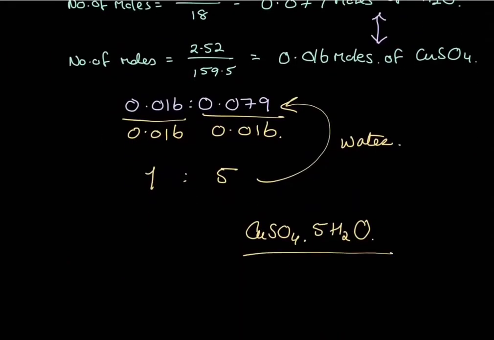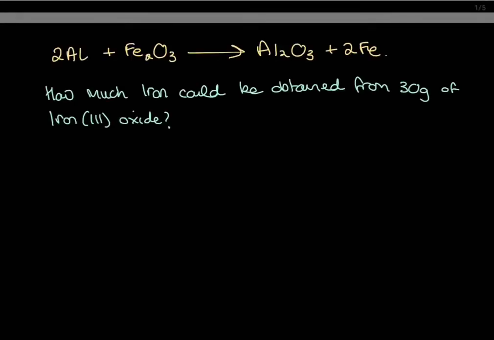And that's it there. Okay, so I'm going to write up another one now and we'll go through this one. Okay, so here we have a chemical equation and our question is how much iron could be obtained from 30 grams of iron trioxide? So the question is how much iron, so how much of this substance right here, could be obtained if we had 30 grams of the iron trioxide. So the only two pieces of information are the amount of iron oxide we have and the chemical equation itself.